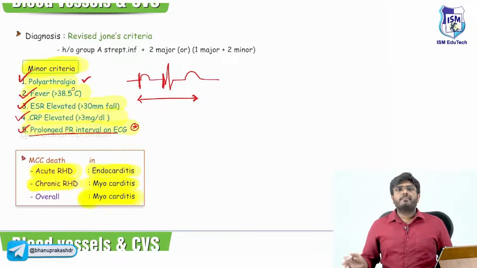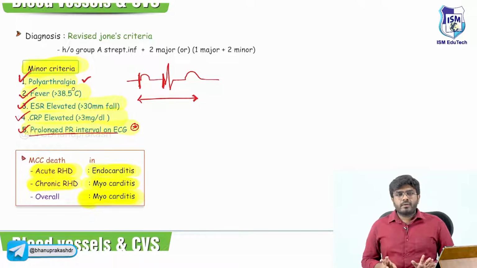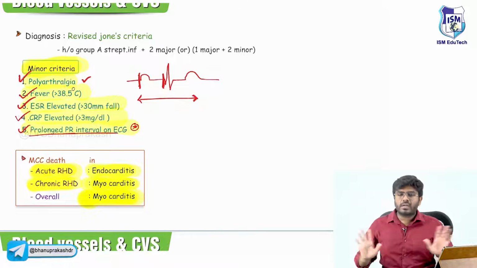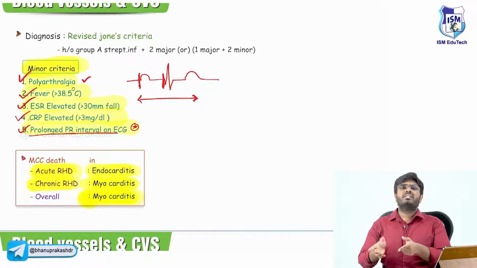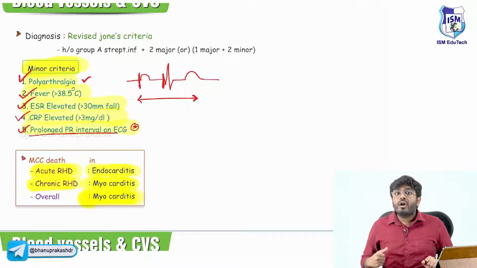Now, what are we more worried about as a doctor? Say a child came to you for the first time and is now fulfilling the revised Jones criteria. He is having two major criteria. That's it: a history of streptococcal pharyngitis and two major criteria are there. So you can say this boy is having rheumatic fever, and if heart involvement is there, rheumatic heart disease. Done. Now what are you more worried about?